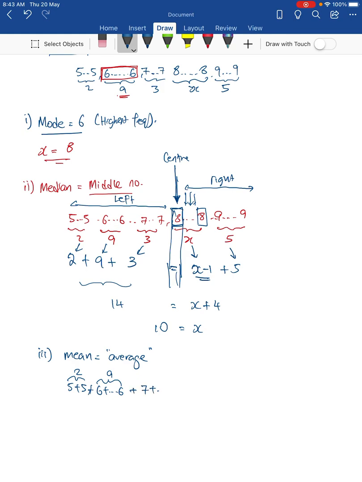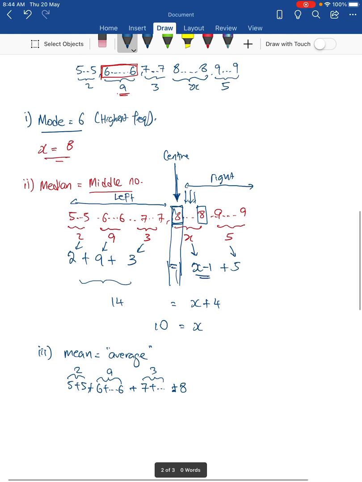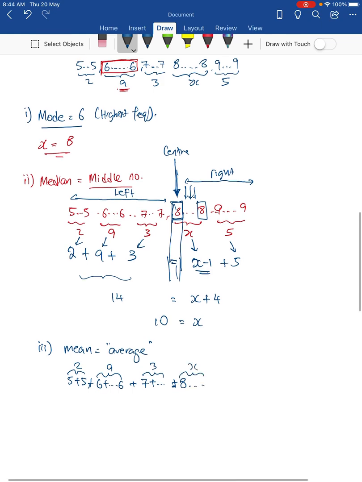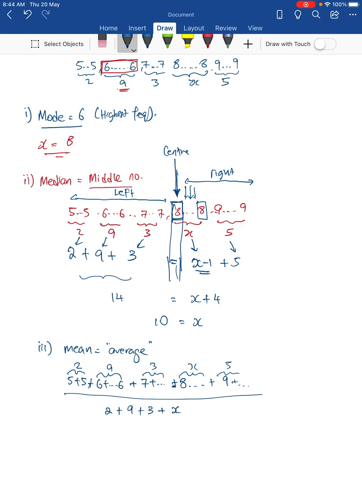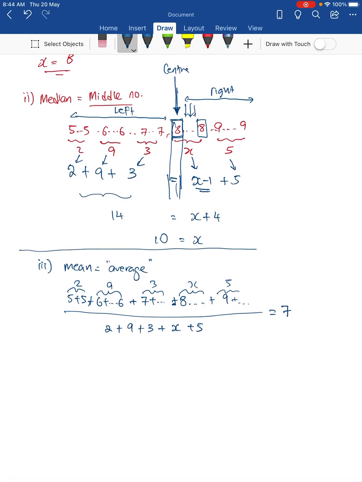Then 7 plus all the way 7, there are 3 of them, plus 8, there are x of them, plus 9, there are 5 of them. So how do we add all together, and how many numbers are there in total? If you count, there are 2 fives, 9 sixes, 3 sevens, x eights, and 5 nines. So this plus everything together will give you 7, because this is what is given in the question. That's the meaning of average.